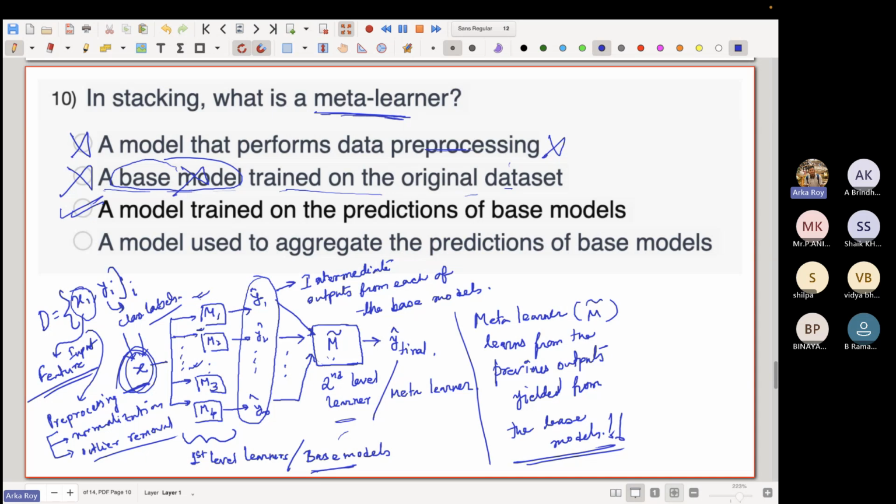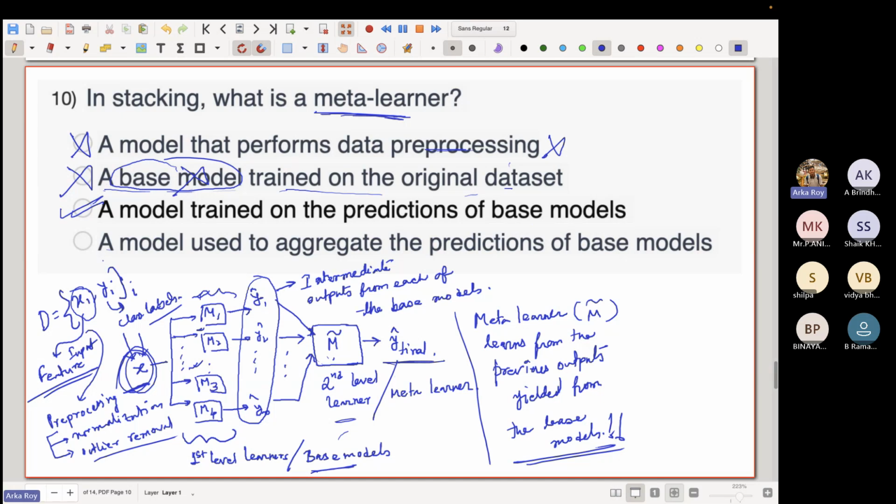So these are the base models. These models predict y1 hat, y2 hat, dot dot dot, all these things, which is subsequently fed to the M tilde, and M tilde tries to learn from each of these data points to generate the final output. Therefore, a model trained on predictions of base models is the correct one.